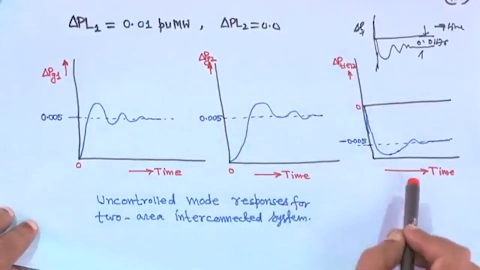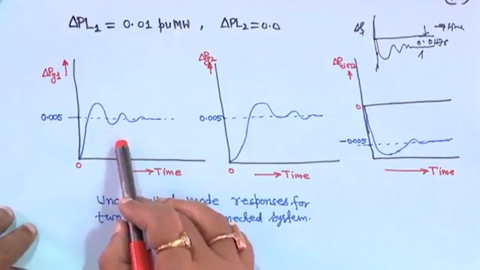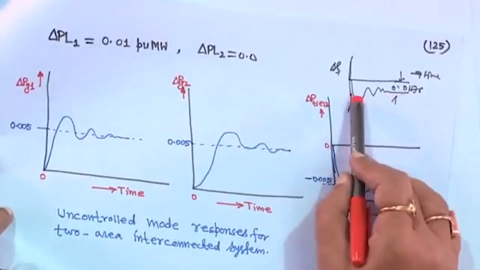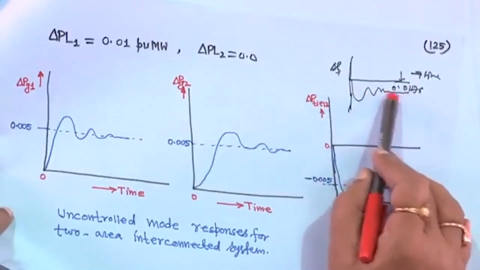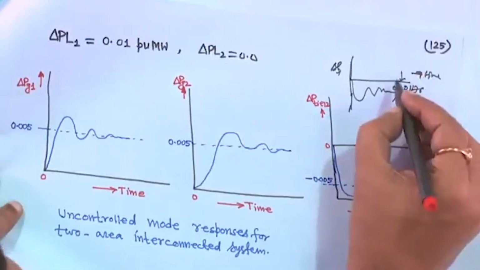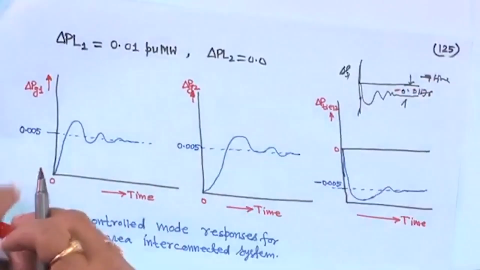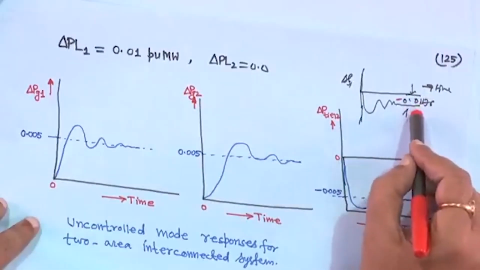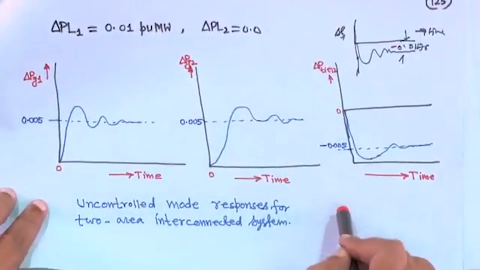And if you plot frequency, not shown here, frequency will also show you the steady state error. Frequency here has a steady state error, this is time, some minus 0.01176 will become the steady state error. So these are the uncontrolled mode responses.